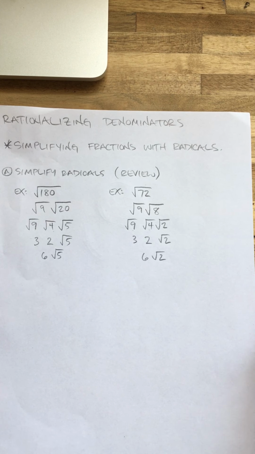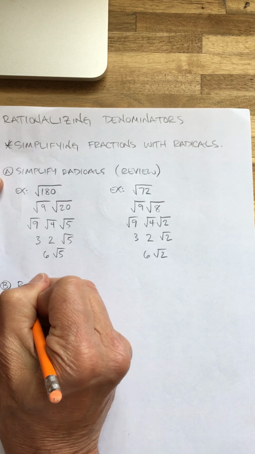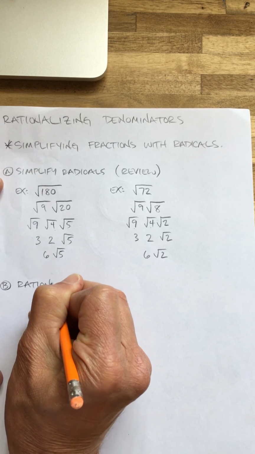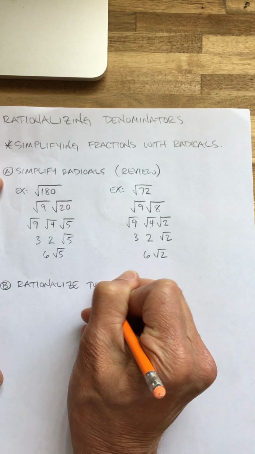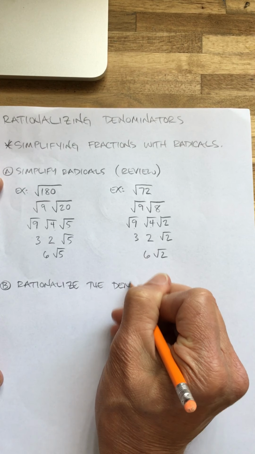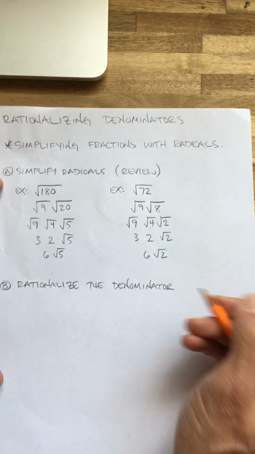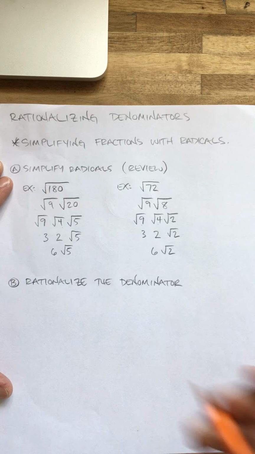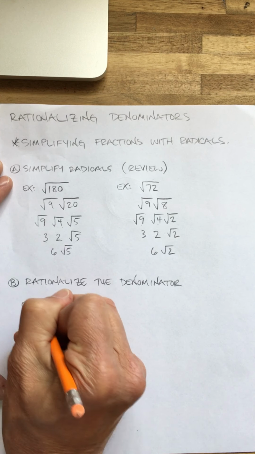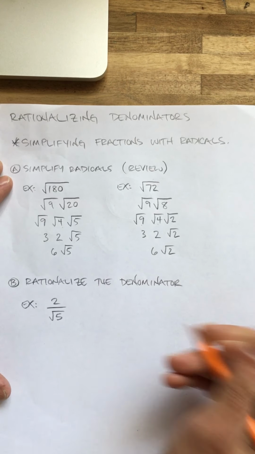All right, now let me throw something else at you, okay? I'm going to show you this. Rationalize the denominator. Okay, so here we go. I'm going to rationalize the denominator. Here's my example. This is 2 over the square root of 5. Okay?